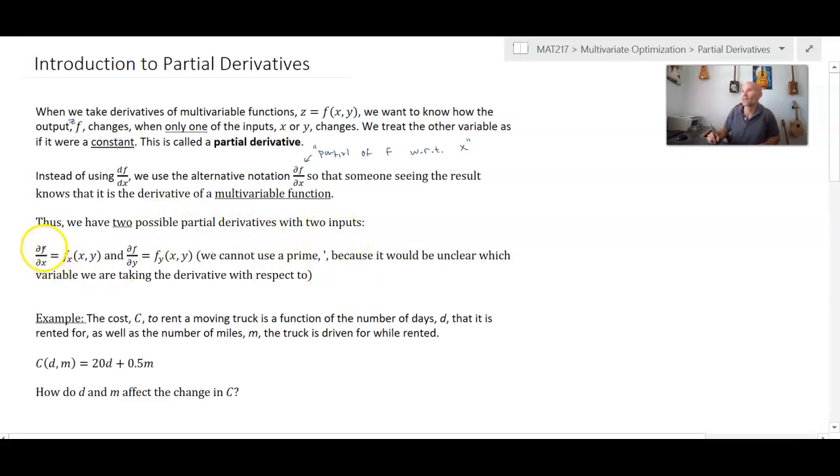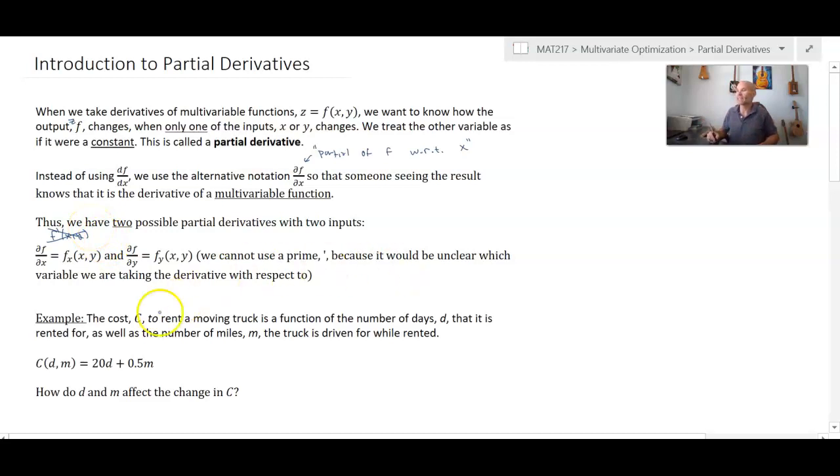Thus, we have two possible partial derivatives with two inputs. We have the derivative of f with respect to x, and we have the derivative of f with respect to y. Now, we can't write f prime of xy, because that makes it unclear which input we're taking the derivative with respect to. So instead of using prime in this alternative notation, we use f sub x and f sub y to denote the derivative with respect to x or y. That's the main difference here.